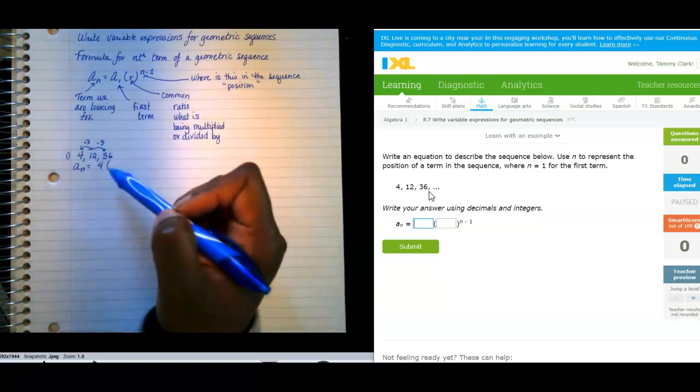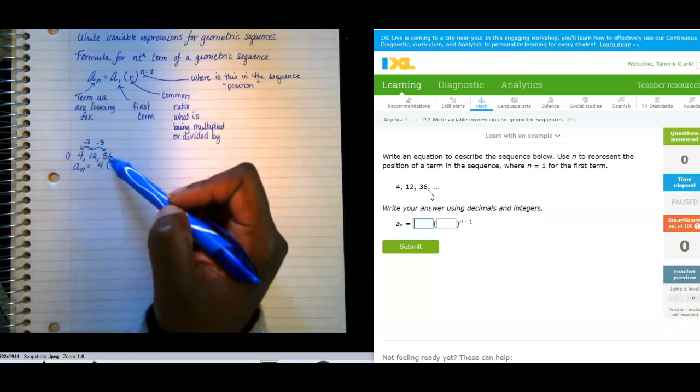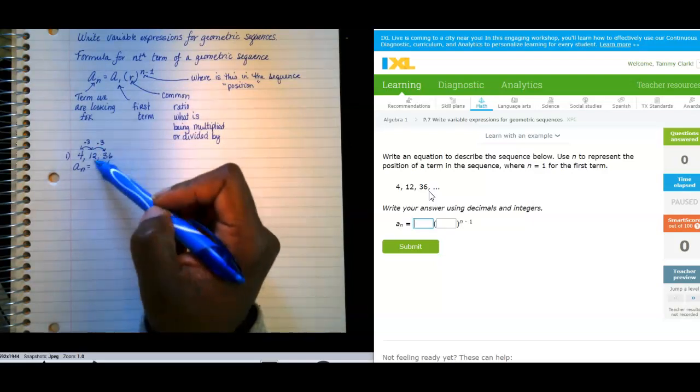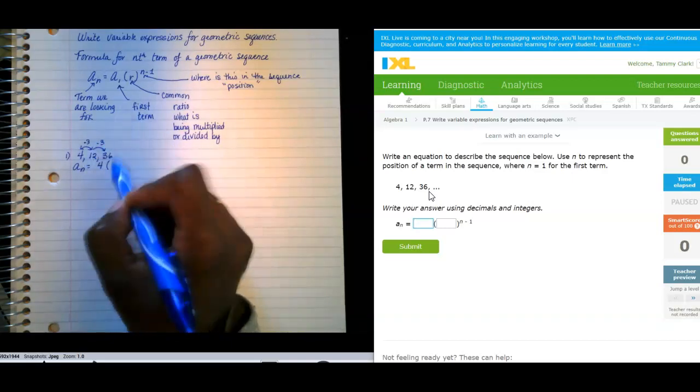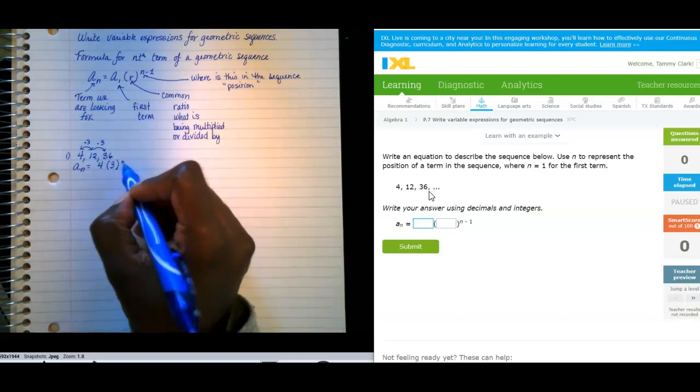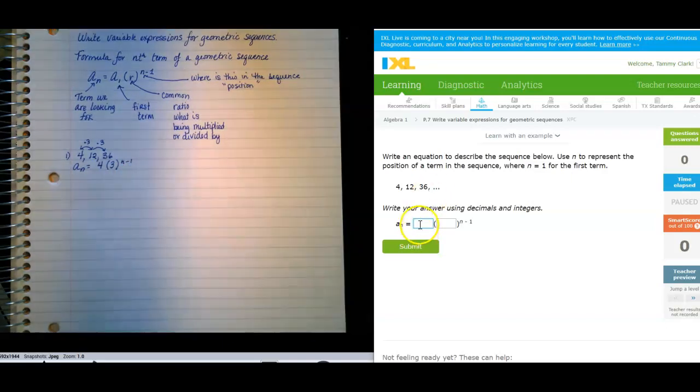And if you couldn't see that, then you could also say, okay, well, if I go 36 divided by 12, that's 3. 12 divided by 4, that's 3. So our common ratio would be 3. And notice they already have the n minus 1 there. So we're going to put 4 here and 3 here.